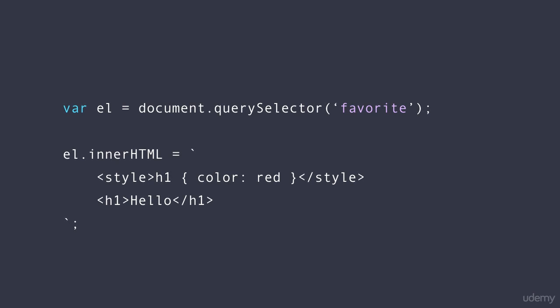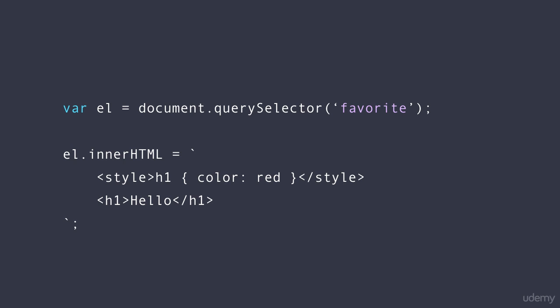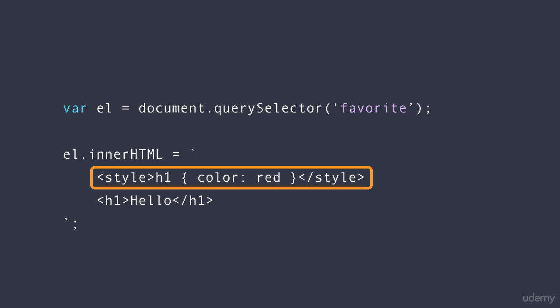Look at this piece of code here. You have seen something like this before, right? So this is plain old JavaScript. We're not talking about Angular. We use document and the query selector method to get a reference to an element in our HTML document, okay? So we have this element, and then we can use the inner HTML property to set its inner HTML. Now here we have a simple h1 to display hello, and above that we have this style, which changes the color of our heading to red.